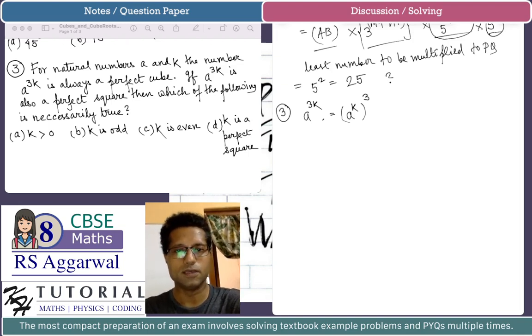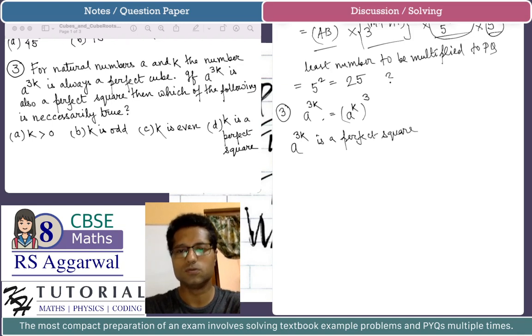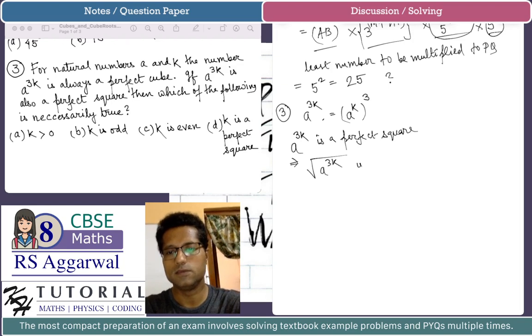Okay. Now it says if a to the power 3k is also a perfect square, then which of the following is necessarily true? It is also saying that a to the power 3k is a perfect square. If this is so, this will imply that the square root of a to the power 3k is a natural number.